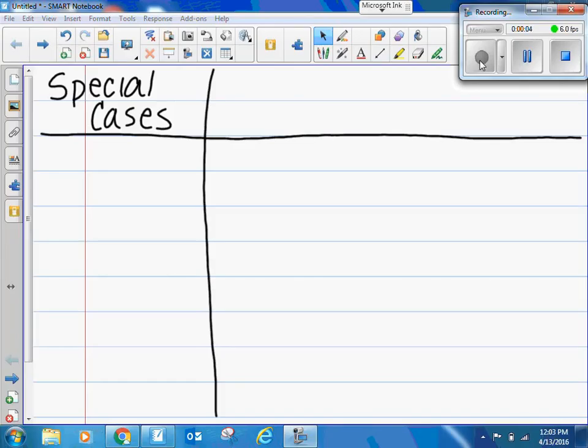Today's video is going to discuss the special cases that we will encounter during this factoring unit. There will be two special cases, and then we're going to look at factoring by grouping when you have a polynomial, not just a trinomial. So first off, we're going to talk about the difference of squares.